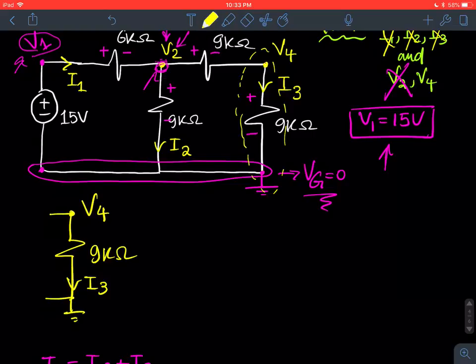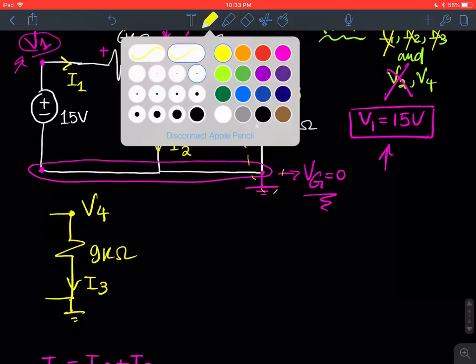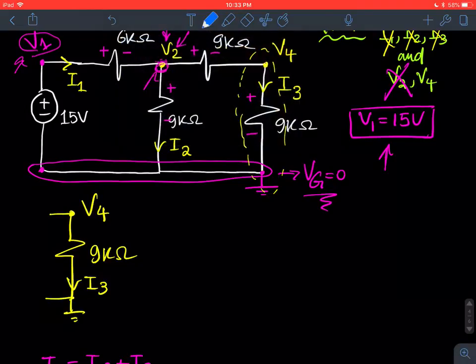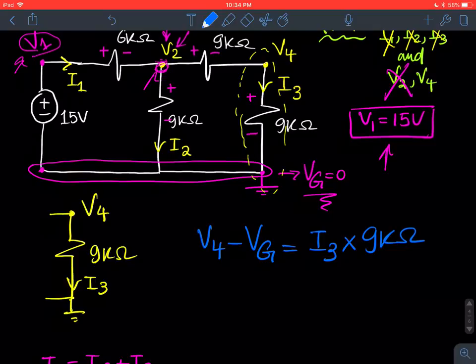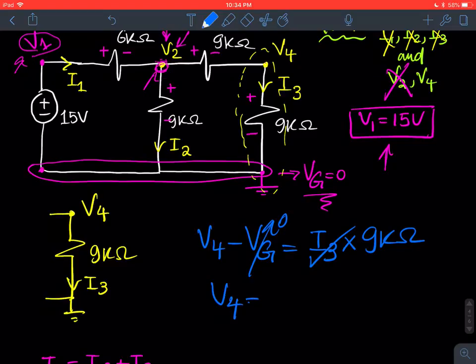How do you find V4? If you can't tell that you need to use Ohm's law, just drop out. It's as simple as that. So V4 minus VG should equal the current I3 times 9 kilo ohms. So VG is 0. I know I3. So you literally just solve for V4. So it's equal to 9 I3.